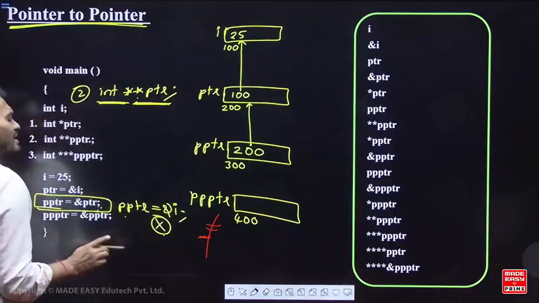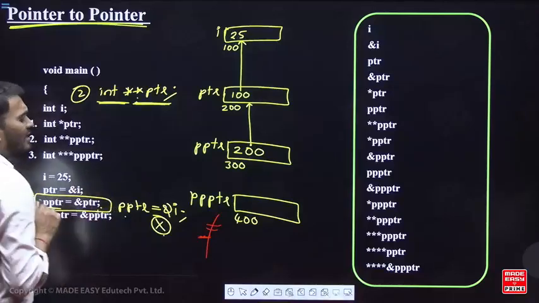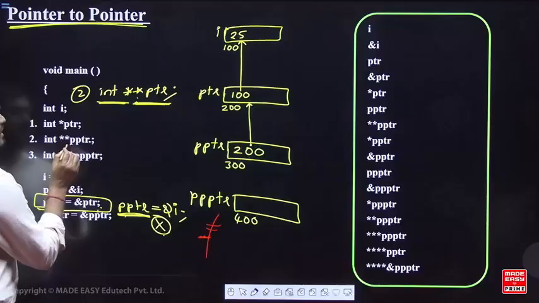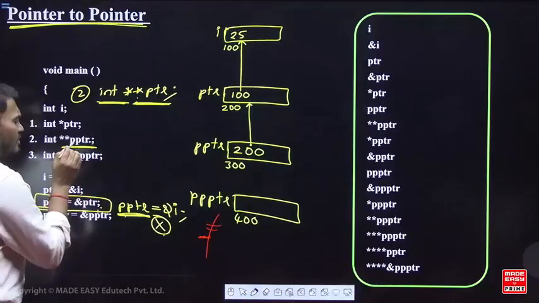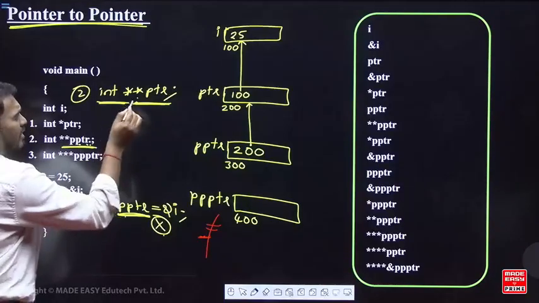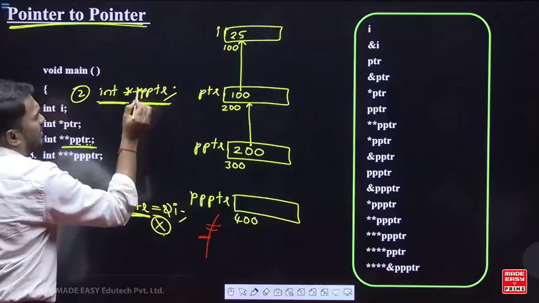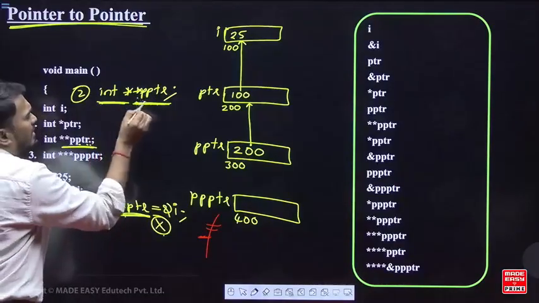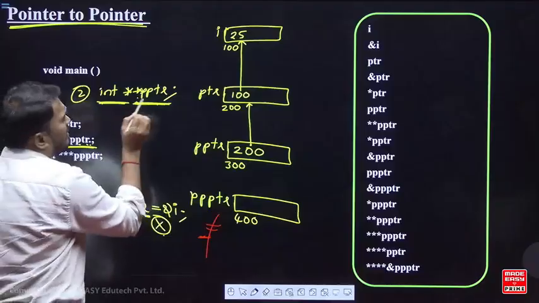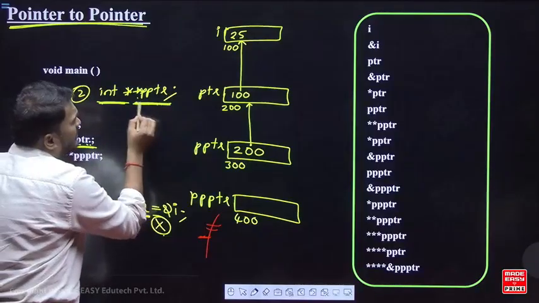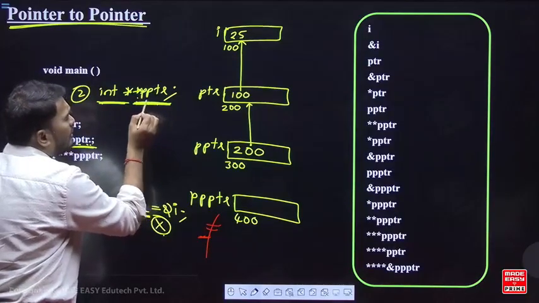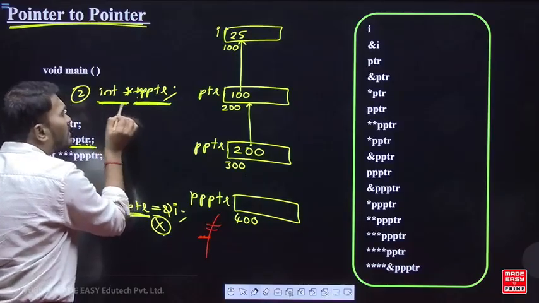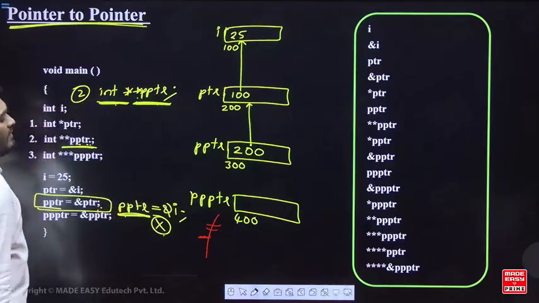Why? Simple, just go with the declaration. What is the declaration saying? See the declaration of PPTR. PPTR declaration is double star PPTR. In the double star PPTR, PPTR is a pointer variable, that is fine. You are going to store the address of what? Int star, which is already an integer pointer.